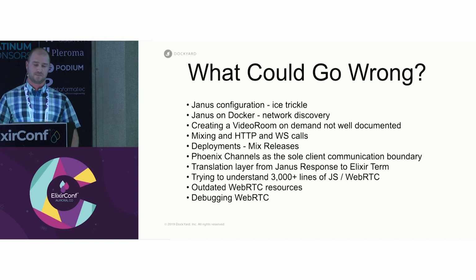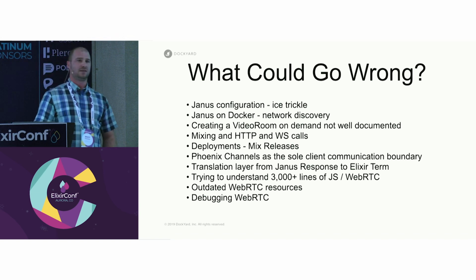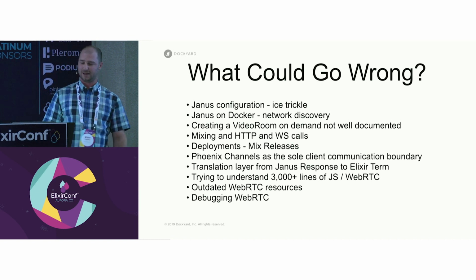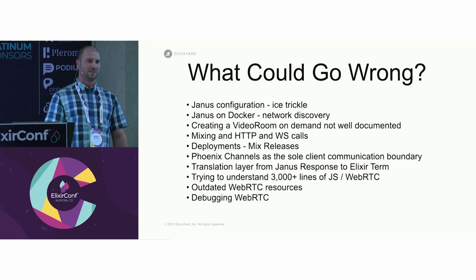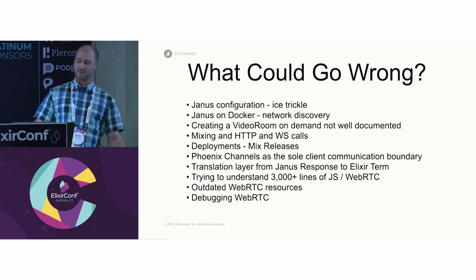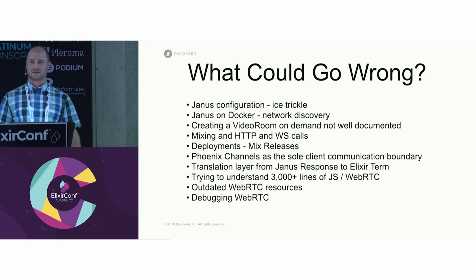Configuration. Configuration with Janus, messing up on trickling ICE candidates. It's kind of bad when Janus goes haywire when you start sending candidates the wrong way. Docker was a problem, but I think I fixed that. But there was a period of time where I was freaking out because this wasn't working and I didn't know why. It was like 3 days of me just spinning my wheels.